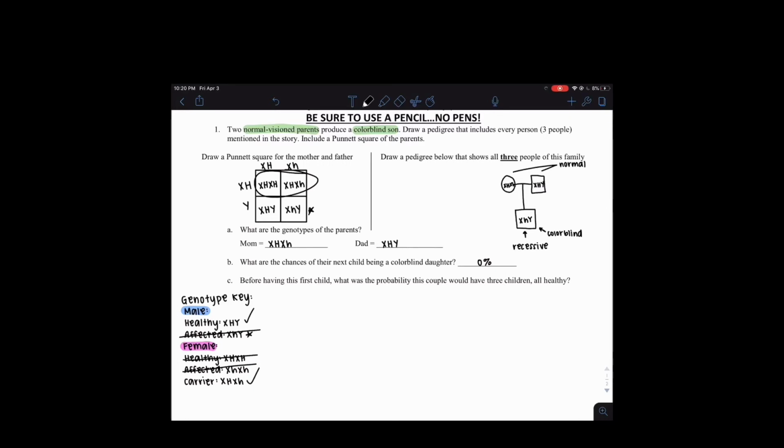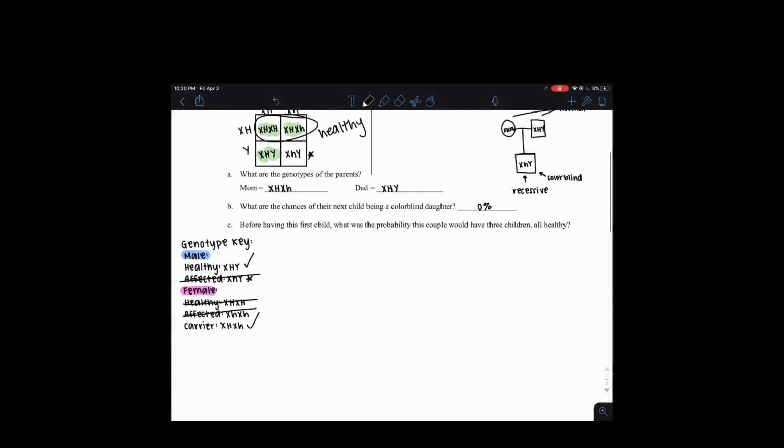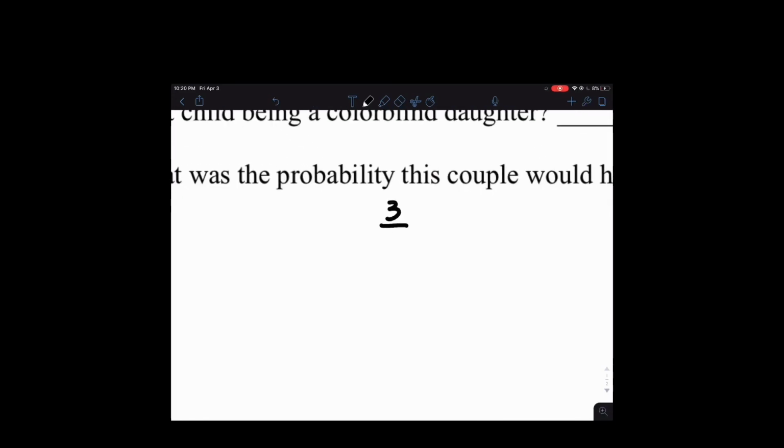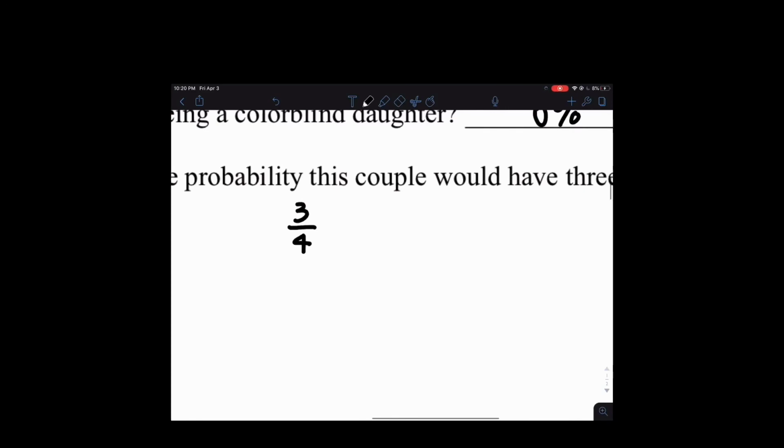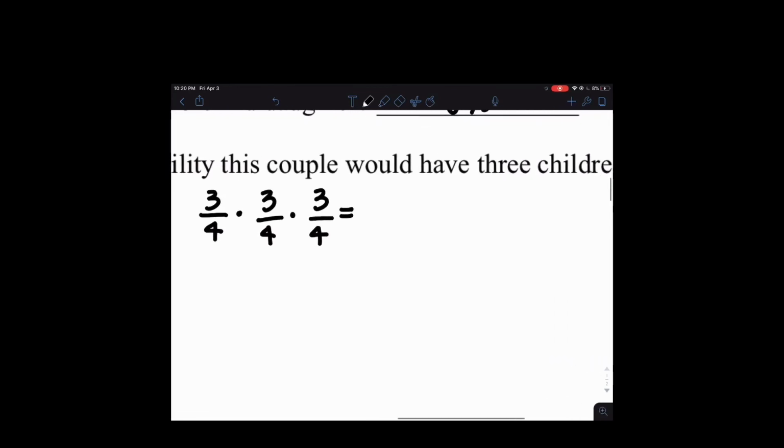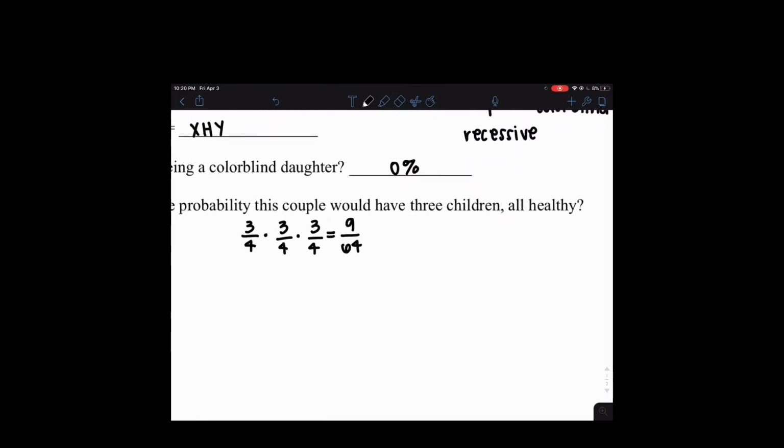Question C: before having this first child, what is the probability that this couple will have three children all healthy? Going back to our Punnett square, we see that these are the three healthy children, which means that there is a 3 out of 4 chance that their child will be healthy. In order to figure out if their next three children will be healthy, we have to multiply it three times by itself, and that gives us 27/64. That is the probability that they will have three children all healthy.